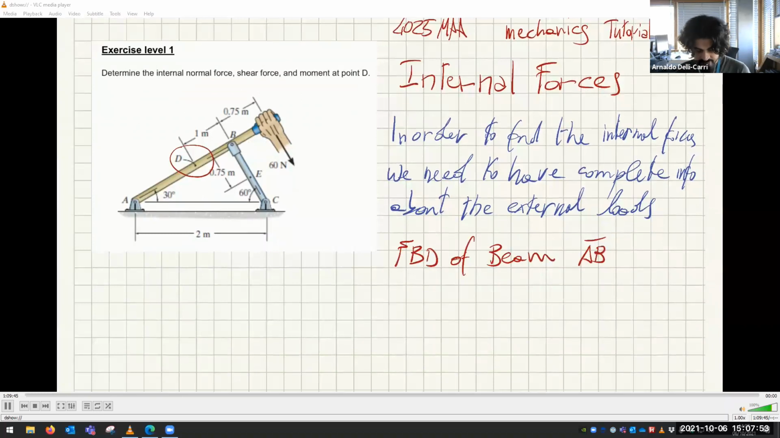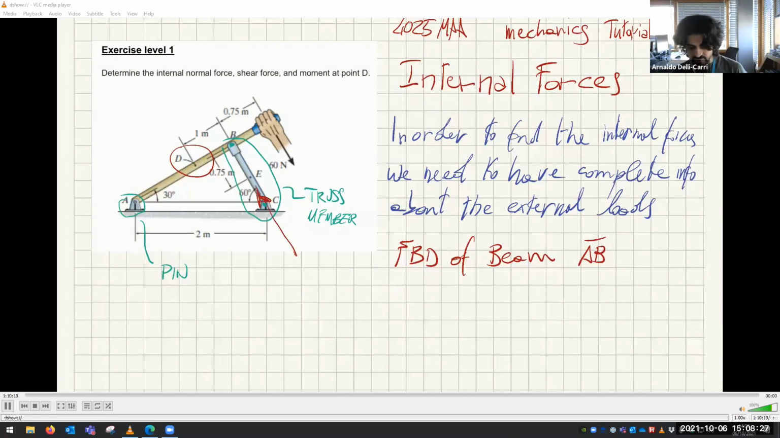So that also means I have to look at this constraint and this constraint. Now, what kind of constraints are these? Now, this one is a pin joint. This one is a pin. And this one is a rod. This is a truss. It's pinned here. It's pinned here. So it's pinned at both sides. That means it's a truss member. And you know that truss members can only react with a force that is in the direction of the truss.